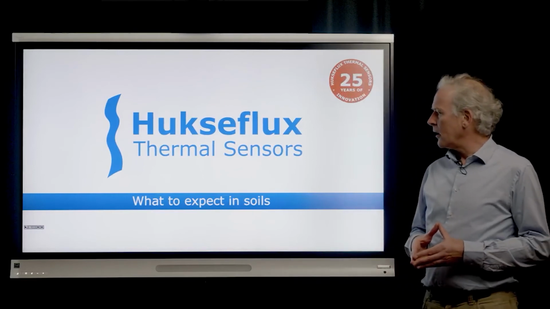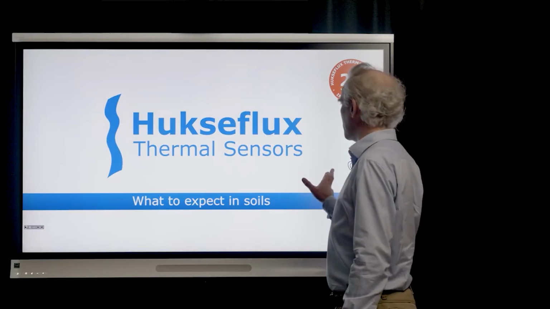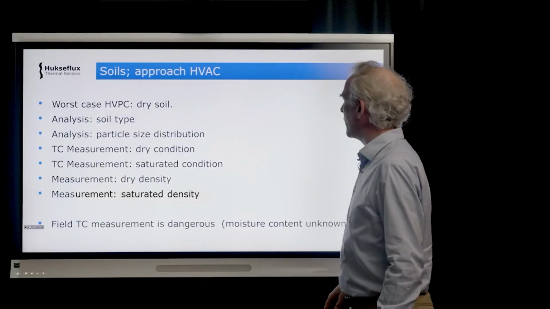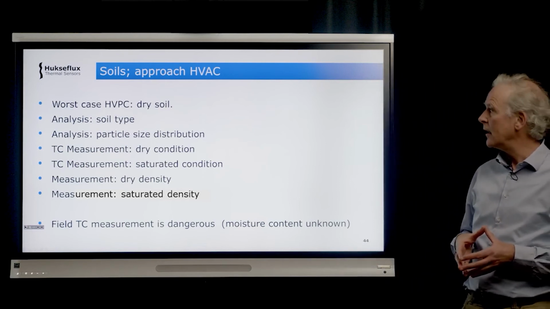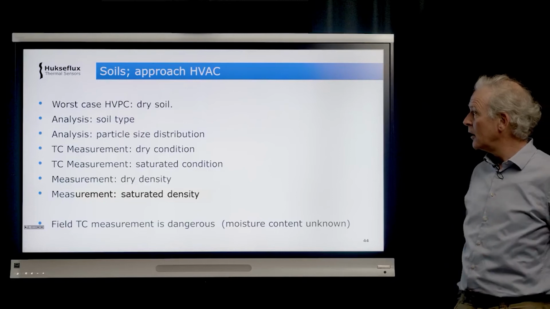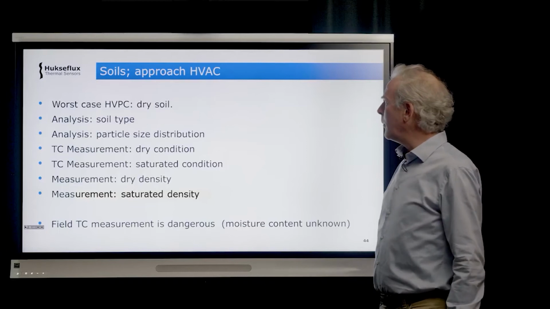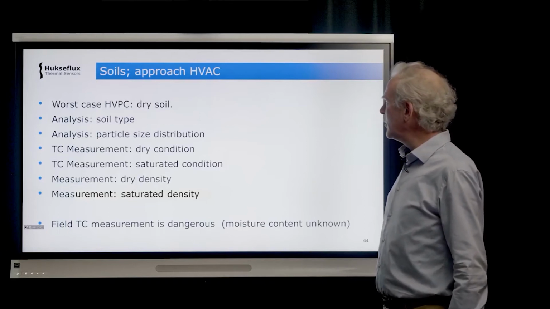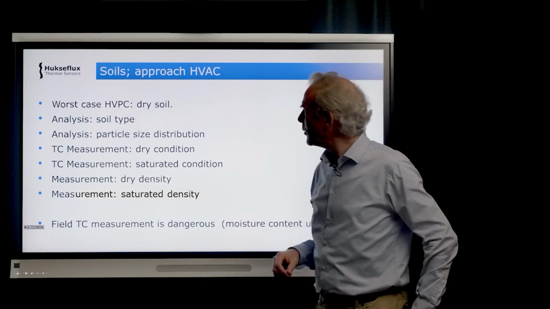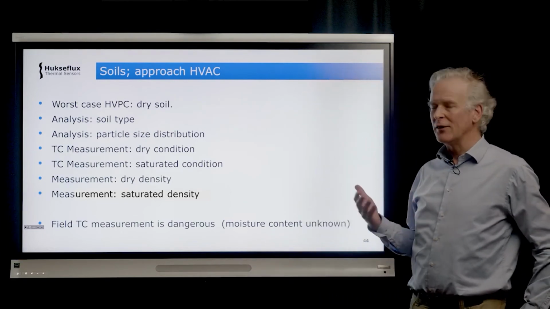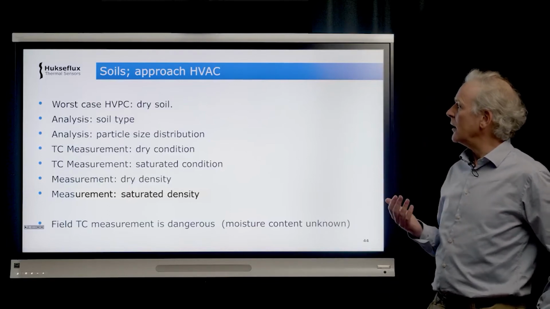So last subject, what can we expect in soils? So you perform a measurement, and the question is, okay, what kind of results can realistically be expected, or how to approach the whole measurement. So one thing to keep in mind, in the high voltage power cables, a perfectly dry soil is considered as the worst case situation.